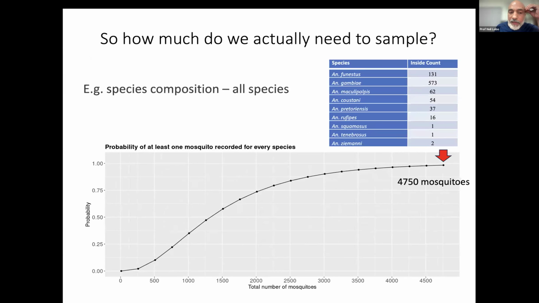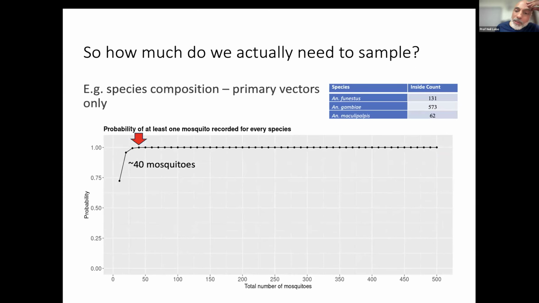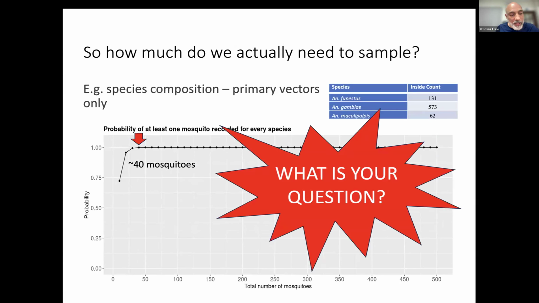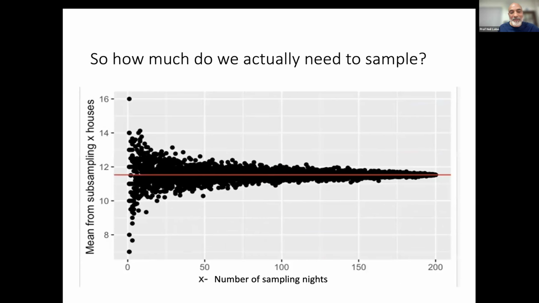Of course, in this first figure, the question is what is the species composition? For all of them, we want to catch at least one of all species to see if they're there. The second question is just what is happening with our primary vectors? Are our primary vectors there? So you can see how a different question, a different approach, you'd want to use a different sampling framework. So again, what is your question? You can adapt your question to your budget.